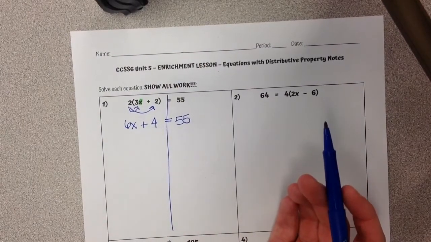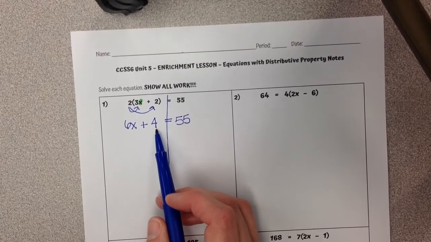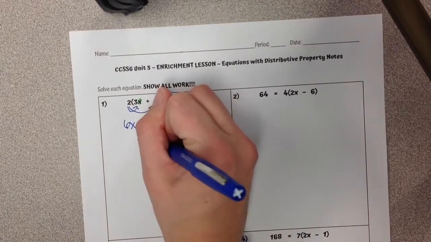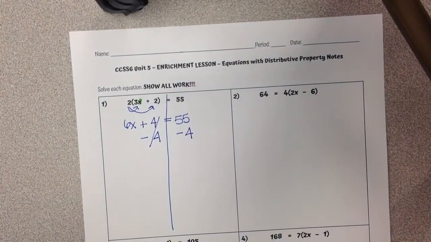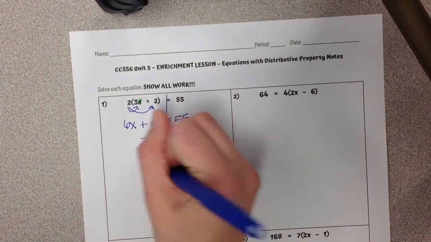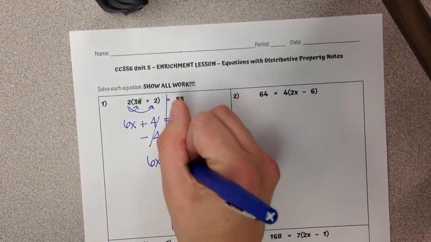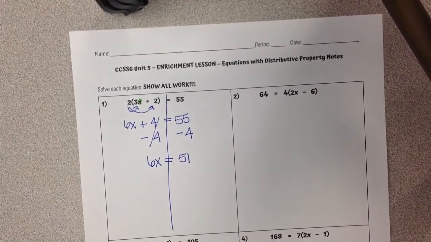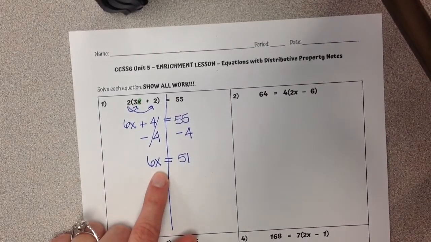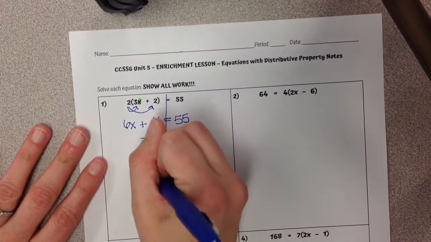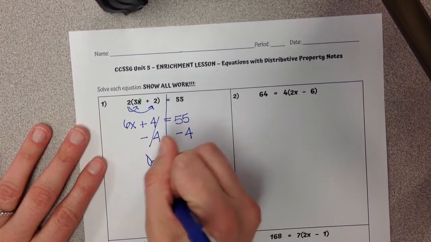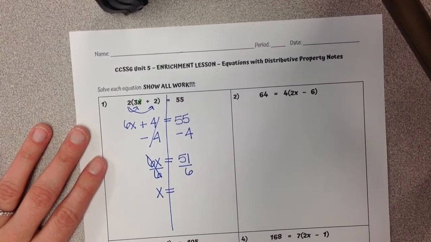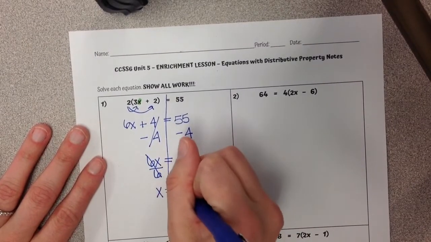Now we have a normal two-step equation. I have plus 4 here, so the opposite would be to subtract 4 from both sides. These cancel each other out. We get 6x equals 51. Then again, still looking at the side with the variable, x is being multiplied by 6, so the opposite is to divide each side by 6. We get just x on the left, and then 51 divided by 6, I'm going to plug that into my calculator. I get 8.5.